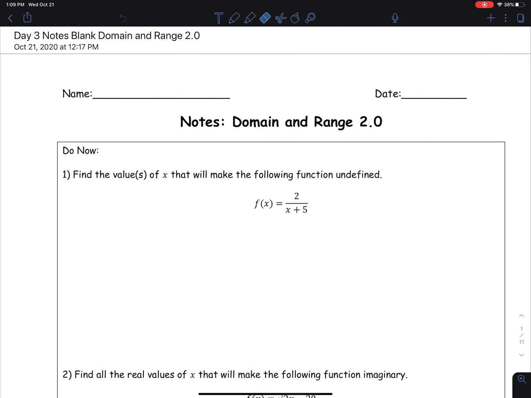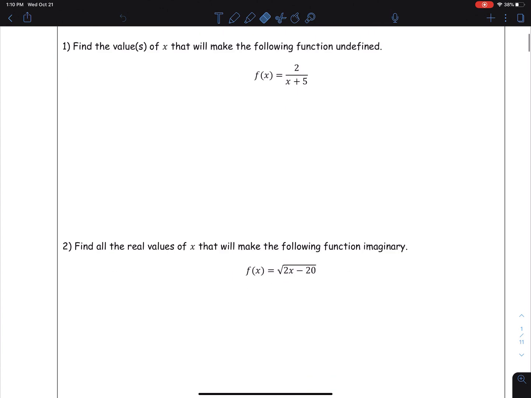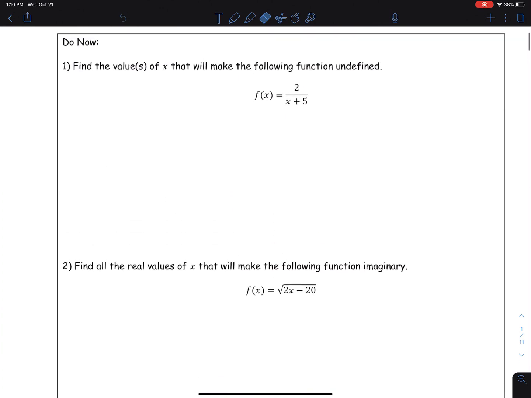So today we're going to be finding the domain and range of more functions. For the do now, what I want you guys to do is just do 1 and 2. Pause the video, and play it once you are done.